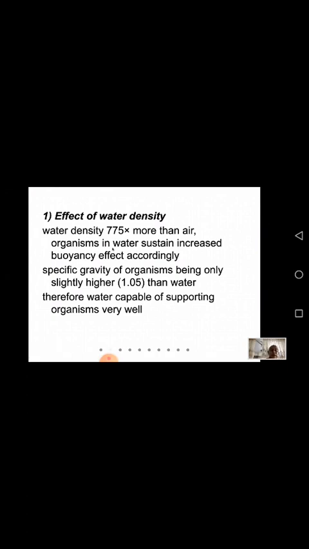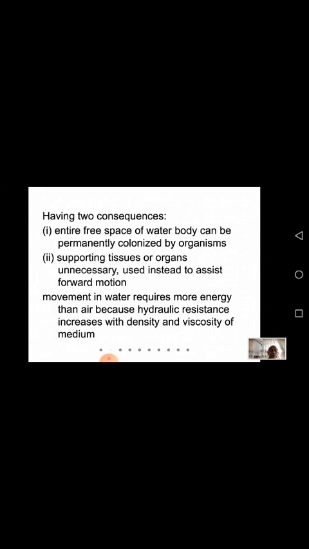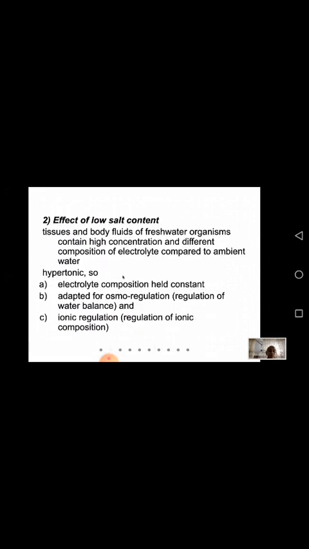So those organisms which live in water have to sustain a very high pressure from the water density. Having two consequences: the interface base of water can be permanently colonized by organisms, and supporting tissues or organs necessary on land are used instead to assist forward motion. Movement in water requires more energy than air because hydraulic resistance increases with density and viscosity of the medium. So this density actually produces effects in a number of cases.